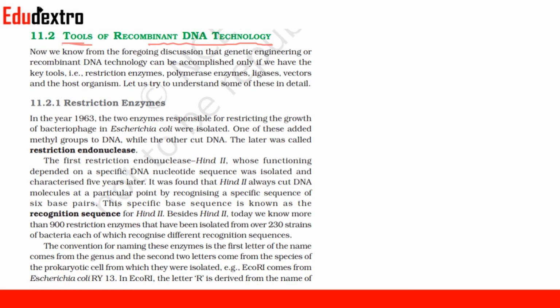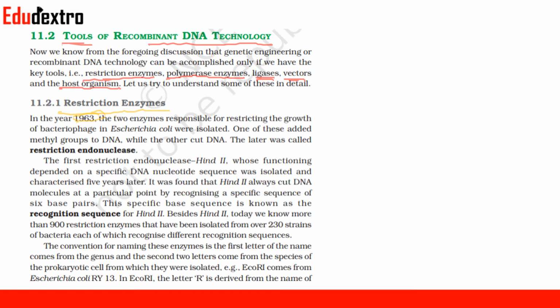Now, till now, what all we have discussed about genetic engineering or rDNA technology, it can be only accomplished using a restriction enzyme. It should have a polymerase enzyme, it should have ligase, and it should have vectors. These are the four terms that we have come across till now, and yes, of course, the host organism as well. And these five things are the key members of our DNA technology. Now let's see some of these in detail. NCERT is explaining some of these in detail. So firstly, let's see what is restriction enzyme.